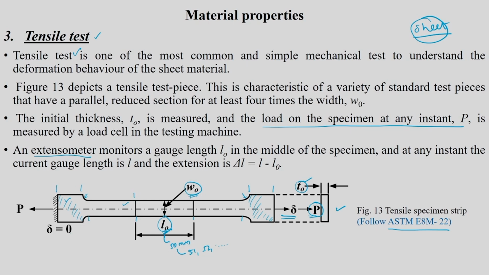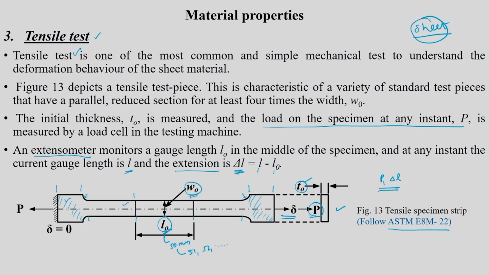Okay. So, the extensometer monitors a gauge length L0 in the middle of the specimen, and at any instant the gauge length L and the extension is given by delta L equal to L minus L0. So, this delta L is called the extension. Okay. Delta L is given by L minus L0. L is the new dimension and L0 is the initial gauge length, let us say 50. So, 51 minus 50, 52 minus 50, 53 minus 50 will give you delta L. So, this P and delta L, these two are very important quantities to calculate a load displacement graph, which is the raw data that the machine can give.